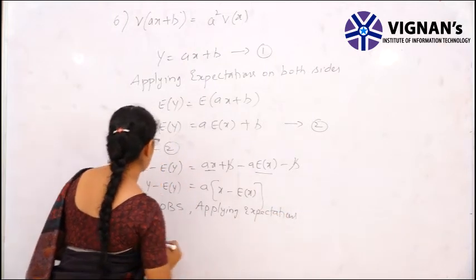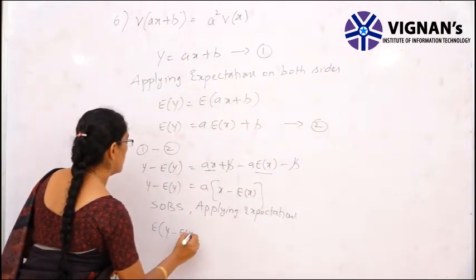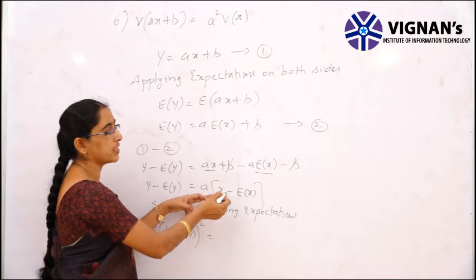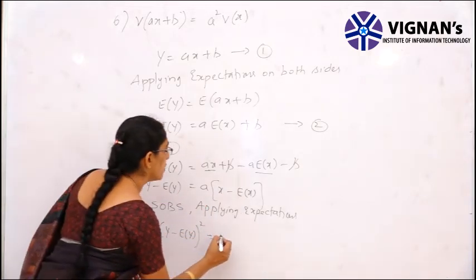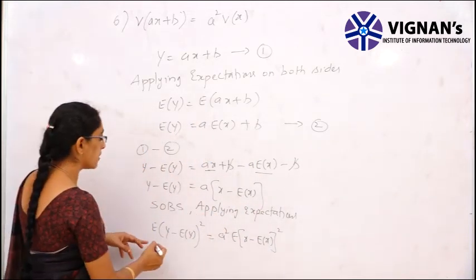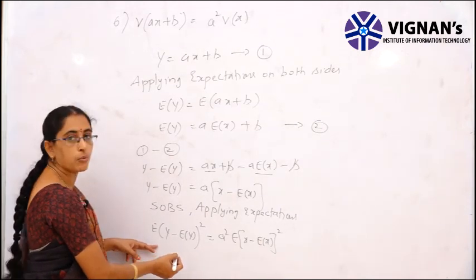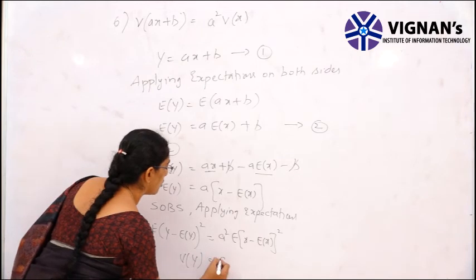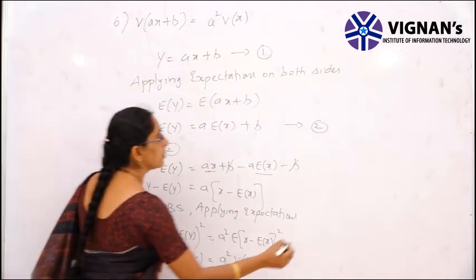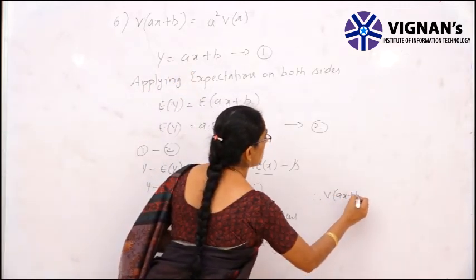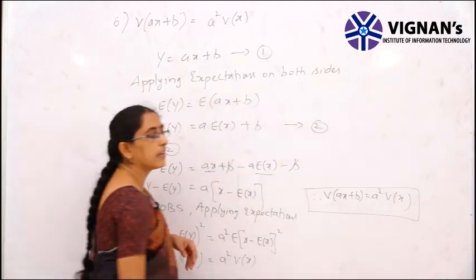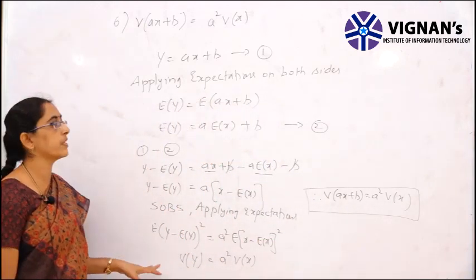So this becomes expectation of y minus e of y whole square is equal to, if you square here and apply the expectation, constant into random variable is constant into expectation. So a square into expectation of x minus e of x whole square. This is nothing but the second formula of variance, that is variance of y is equal to a square into variance of x. But what is y? Initially we have considered ax plus b. Therefore variance of ax plus b is equal to a square into variance of x. So this is the last property on mathematical expectations. These properties we have to remember.